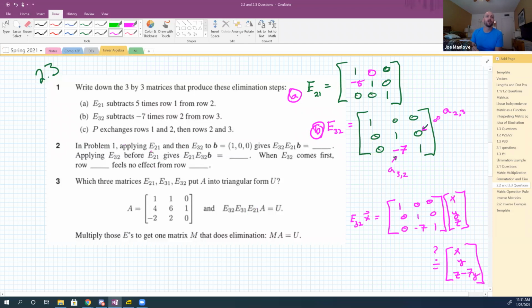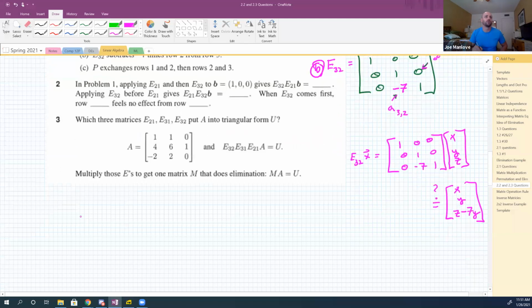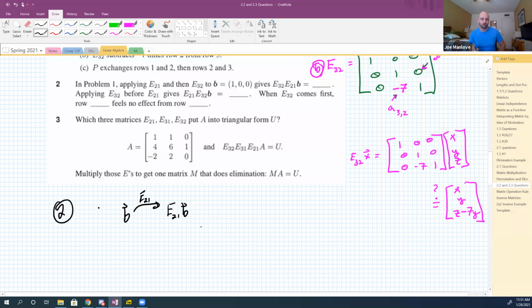In problem 1, applying E21 and then E32 to B gives something. Okay. So what they want me to do for problem 2 is start out by saying, all right, so I'm going to take my vector B, right? I'm going to hit it with E21. I'm going to get E21 applied to vector B. You guys all with me on the function idea there? This would be like x turns into f of x.